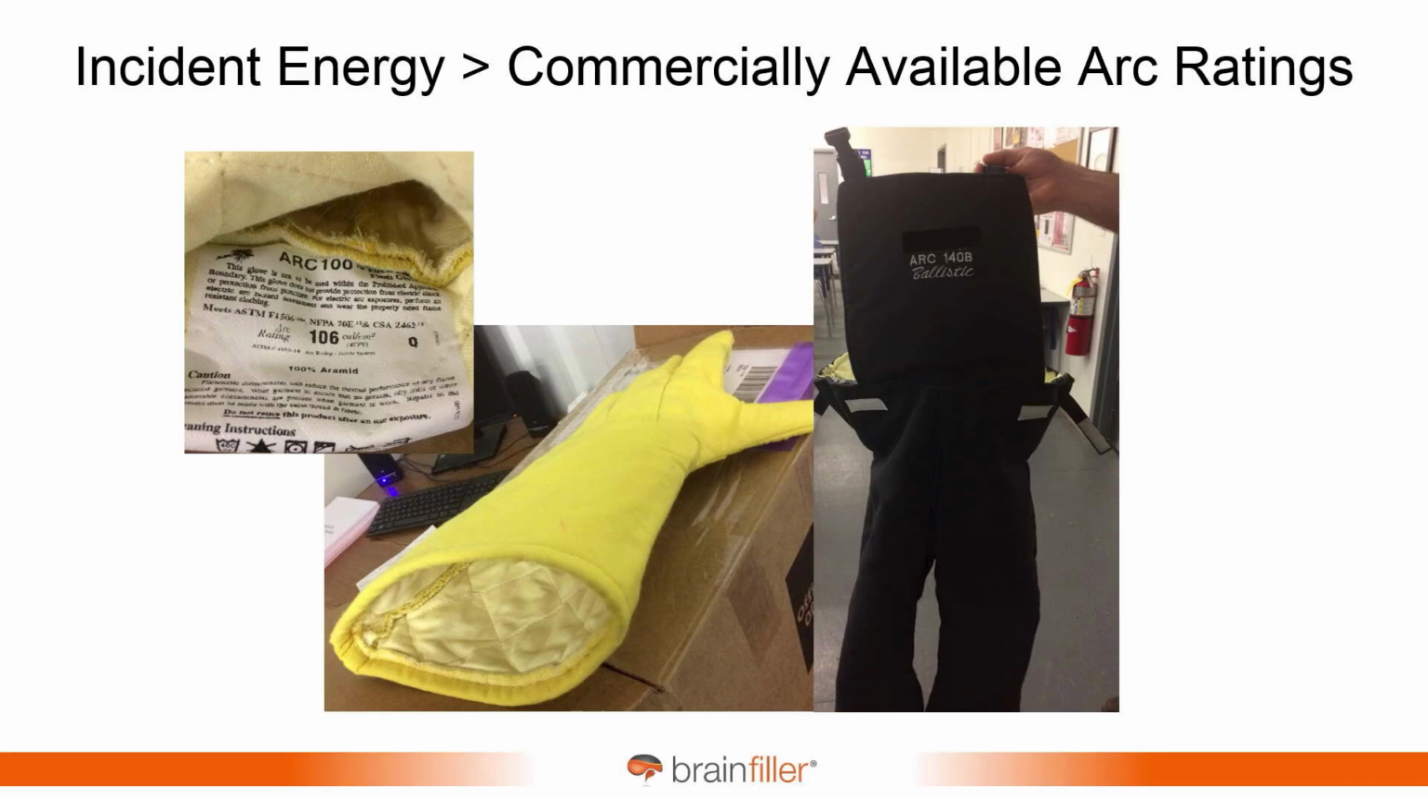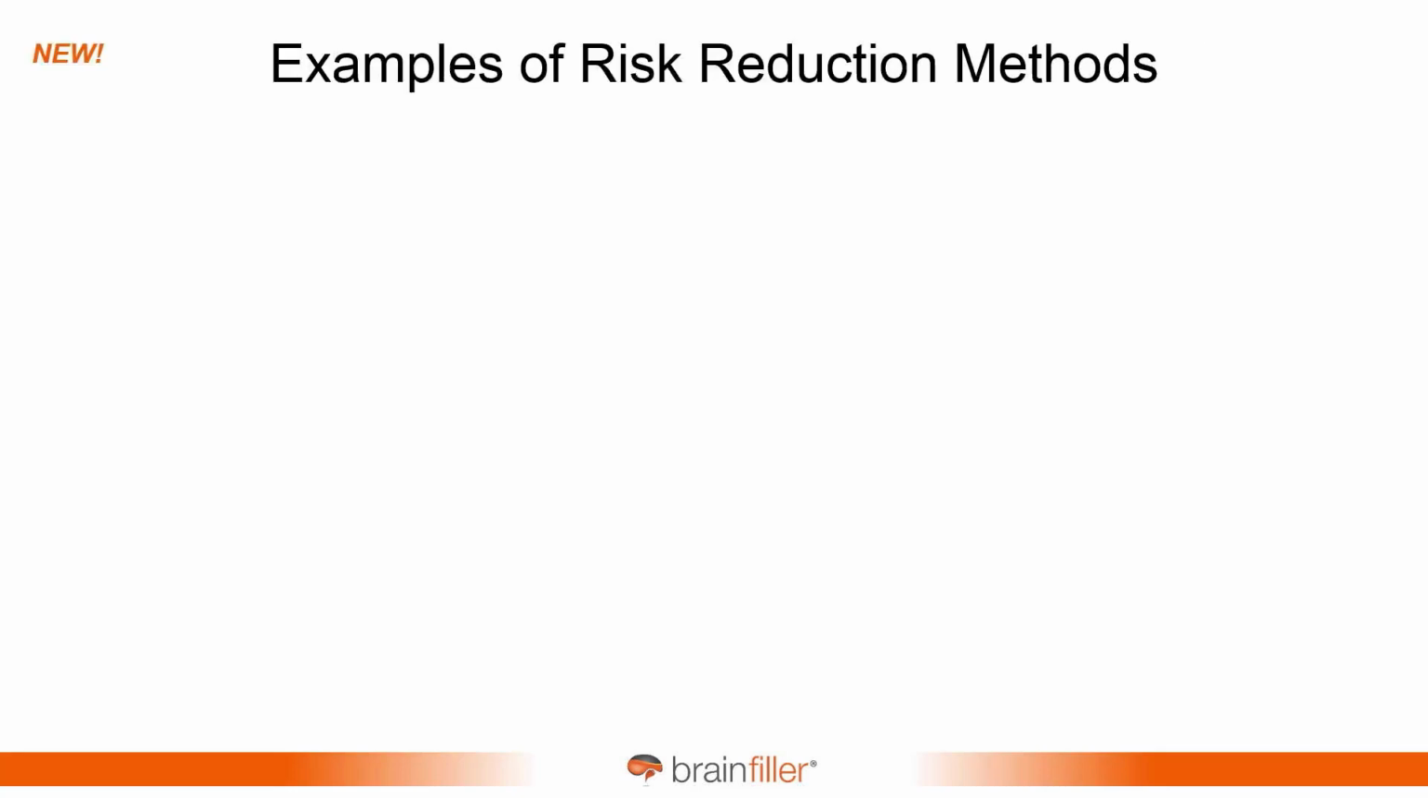Commercially available ratings of PPE have gone way up over the years. On the right, that's a 140 calorie arc flash suit. That's actually my hand basically balancing it. This suit was so thick and rigid, it could just about stand up by itself. All I was doing there was just balancing it. Most people don't have PPE with that high of a rating.